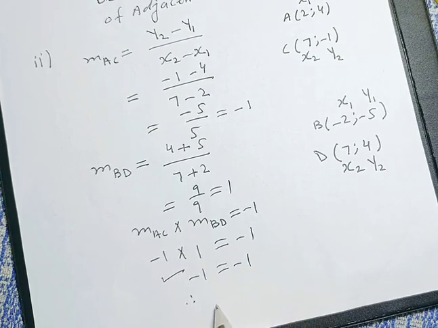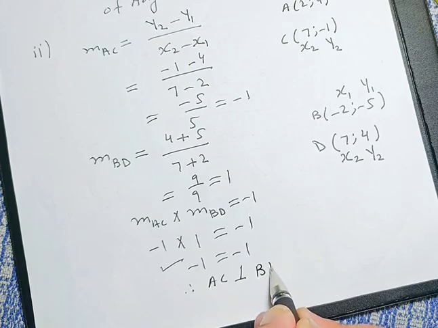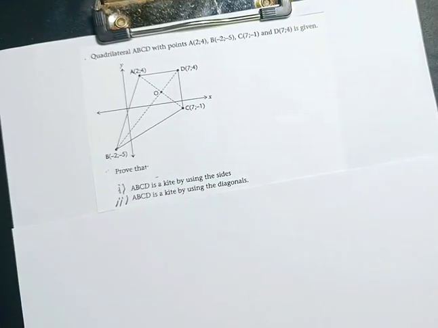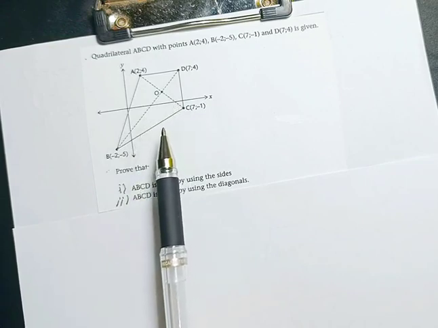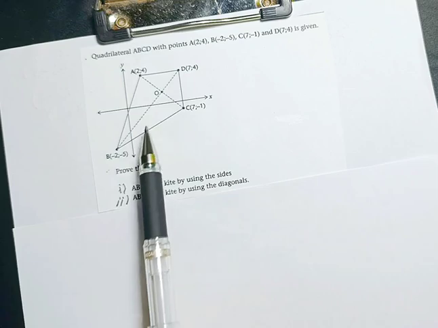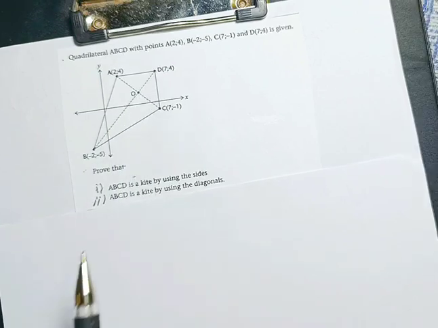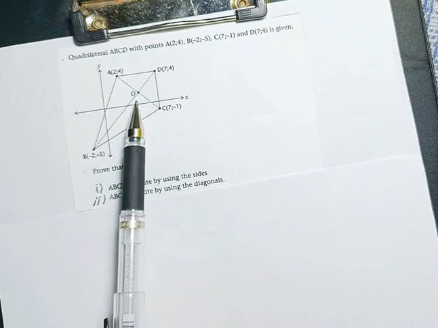Therefore we can say AC is perpendicular to BD, which means both diagonals bisect each other at 90 degrees. After we prove that AC is perpendicular to BD and they cut each other at 90 degrees, now we need to show that the BD passes through the center O.